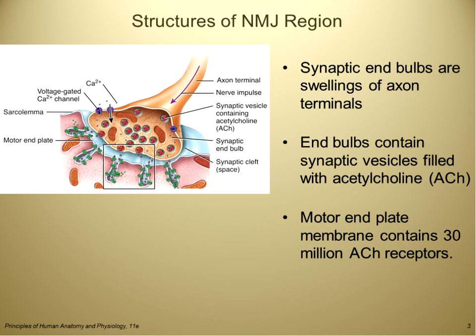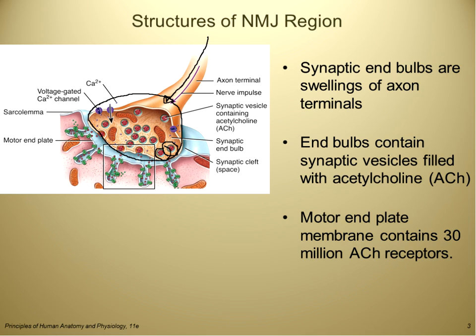A little more detail here. This whole thing is the neuron, and the axon is the part that reaches down towards either another neuron or towards a muscle. The very end of the axon is a swollen area called the synaptic end bulb. The synaptic end bulb is filled with synaptic vesicles. Remember what a vesicle is from Chapter 3? It's a little package.